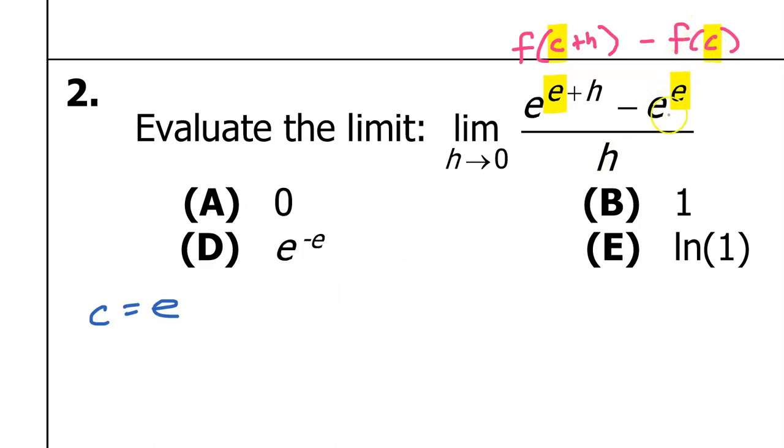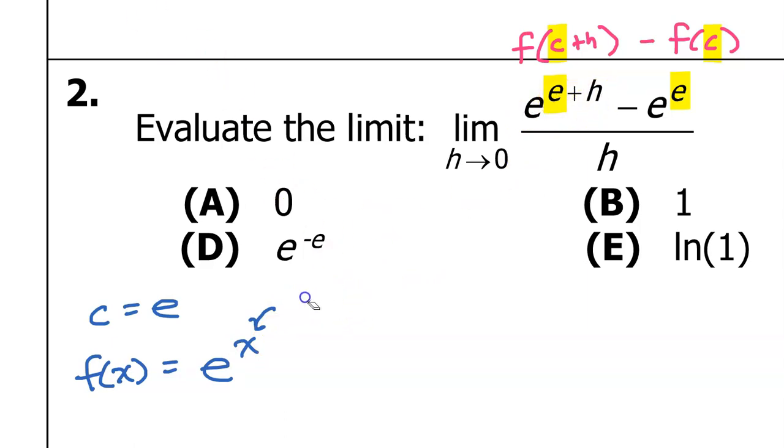We can also tell what the overall function must be. Right here we have e to the e power. So you can bet that f of x must be e to the x power. And we've just simply plugged in e in for x. Okay, if we plug in e right here, then we have e to the e power. For this first term, if you plug in e plus h, right, because that would be c plus h, if you plug in e plus h right here, then that would give you e to the e plus h power.